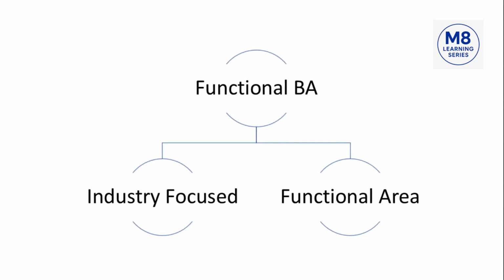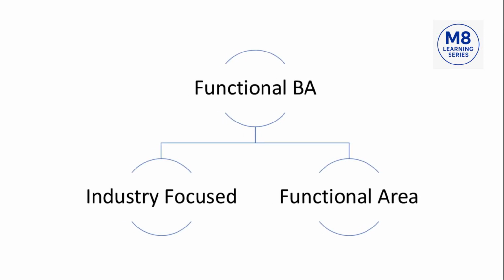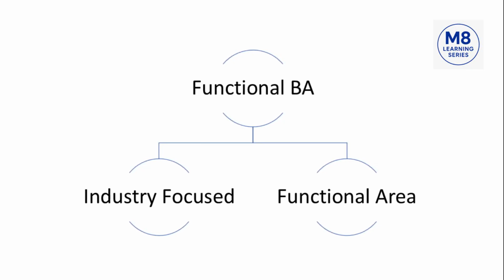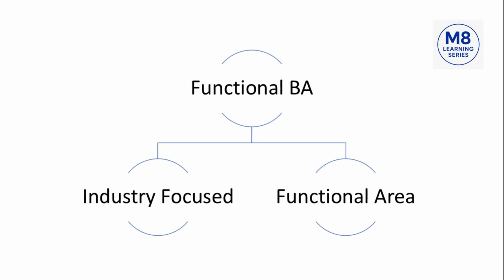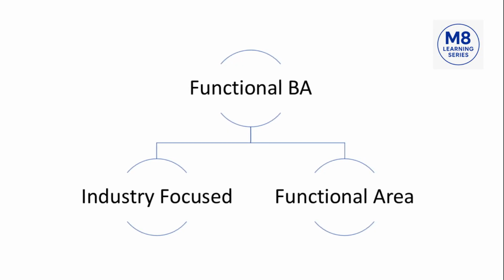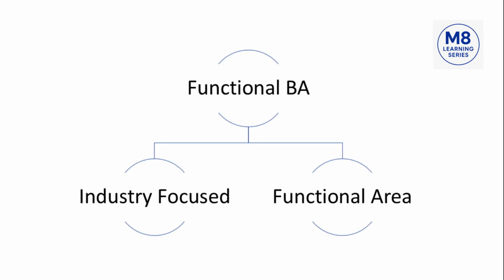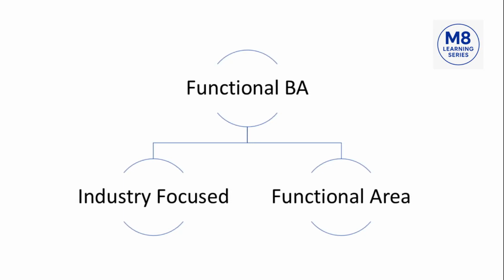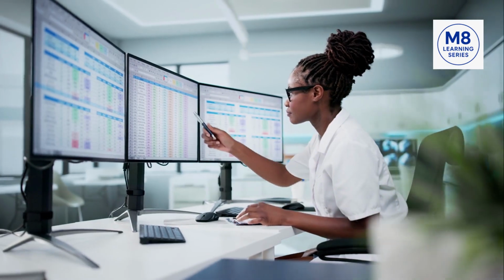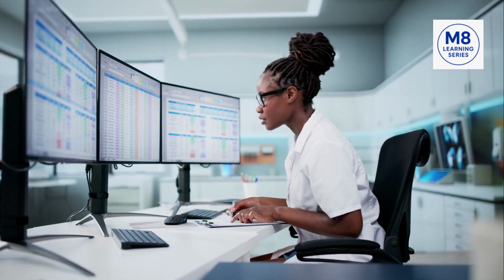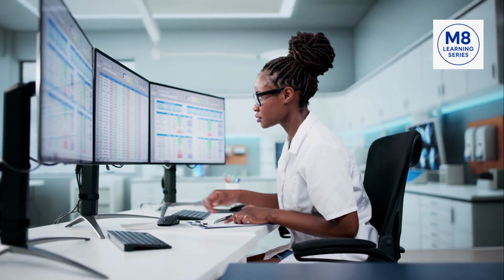We can break functional BAs down into two main buckets. Industry-based BAs. These are folks who focus on specific industries like healthcare, finance, or education. Whilst functional area BAs specialize in certain business functions like HR, sales, and CRM, or supply chain. For example, a healthcare BA might work in a hospital, helping to improve patient admission processes. This is an industry-focused BA.